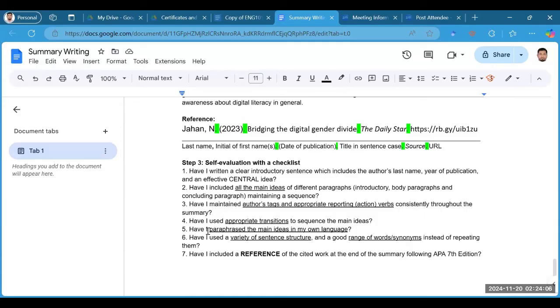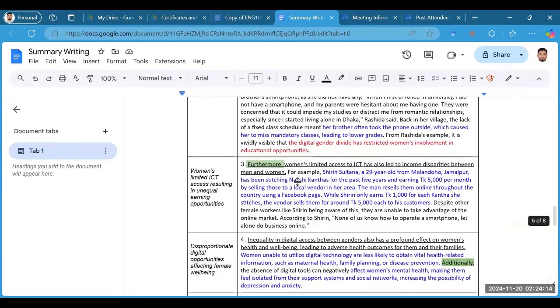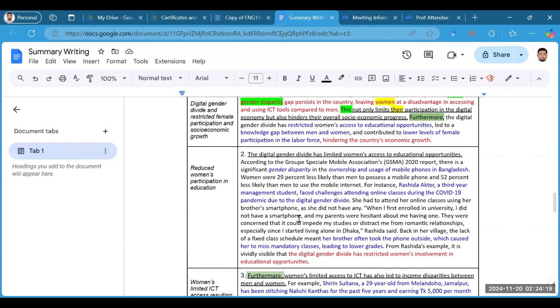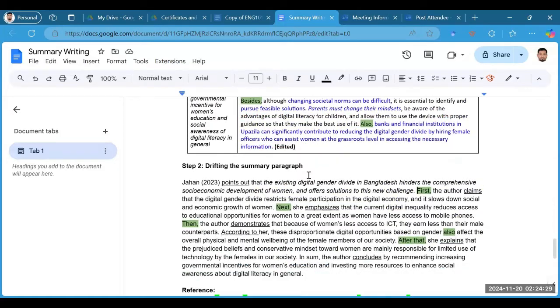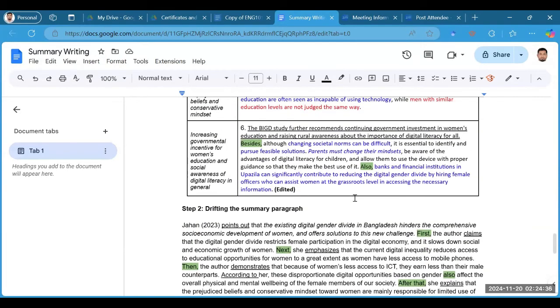Then the next criteria is, have I paraphrased the main ideas in my own language? Yes, I have done that because I did not copy the sentences as given in the text. When we write a summary, you are not supposed to copy any text. Rather, you should paraphrase, and you should avoid adding more details. Focus on the main ideas only. So don't include any example from the text in your summary paragraph. It is good not to include any example from the text in the summary.